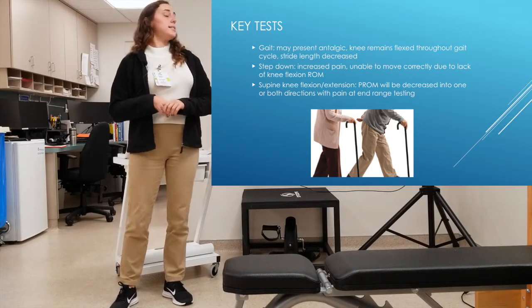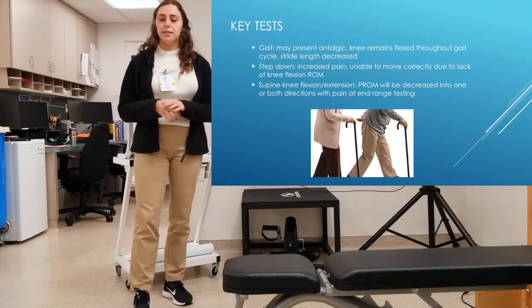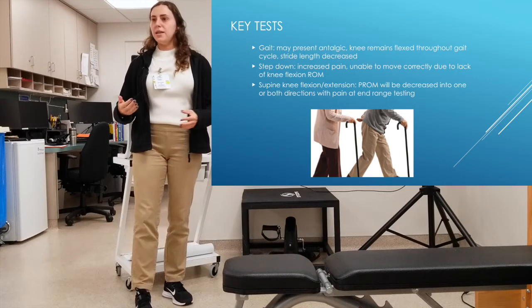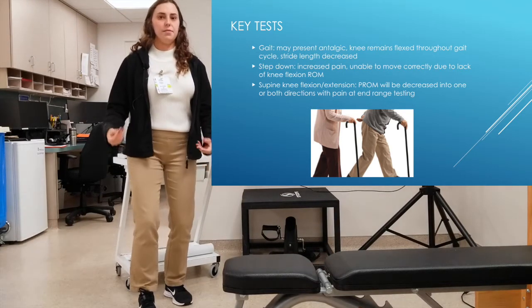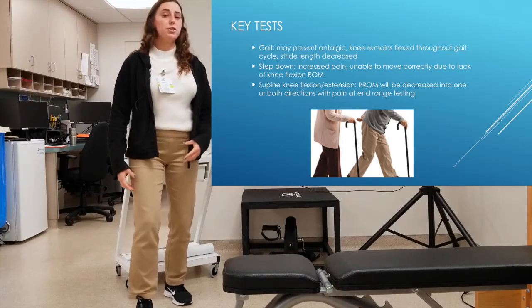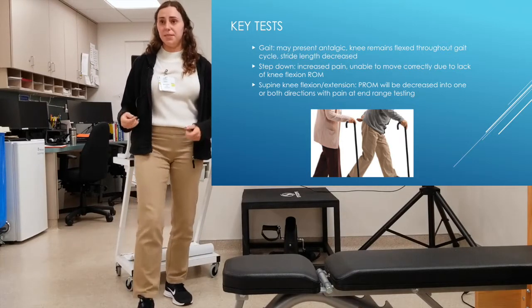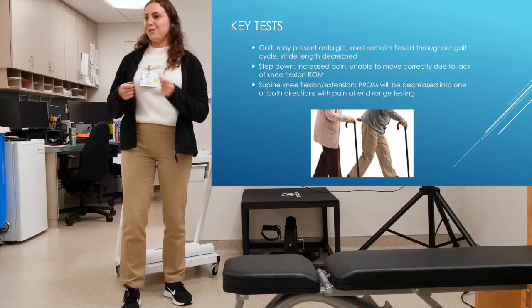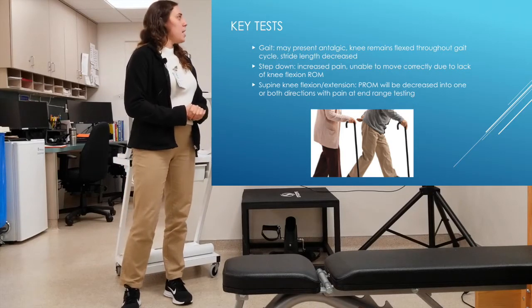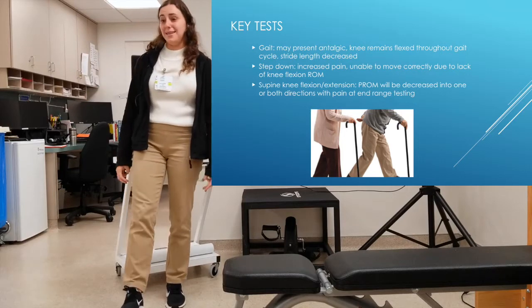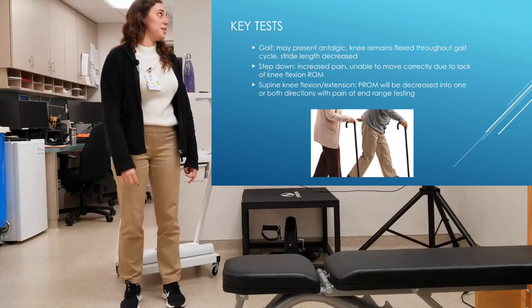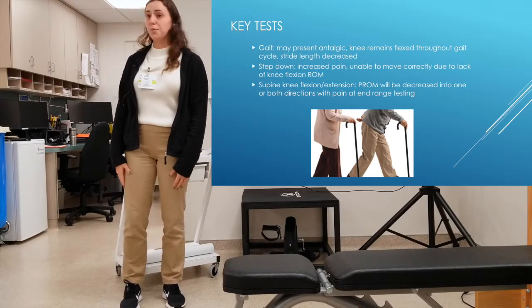You can look at step down for these patients, going down a step. Because they're limited in both flexion and extension, they may not get enough of the absorption when they step down, so that may be painful for them. They may just step down very rigid because they're stiff in all directions. And then we can look at range of motion, so put them in supine, see if they have full range of motion, and that right there tells us if they might be a hypomobile patient.